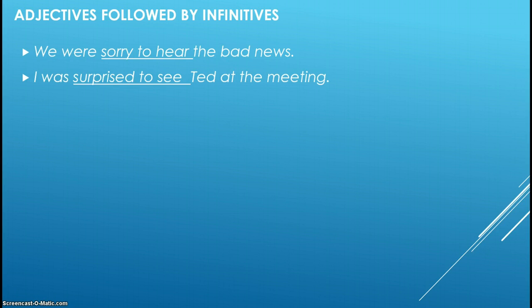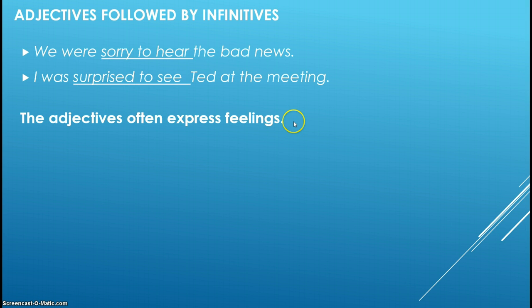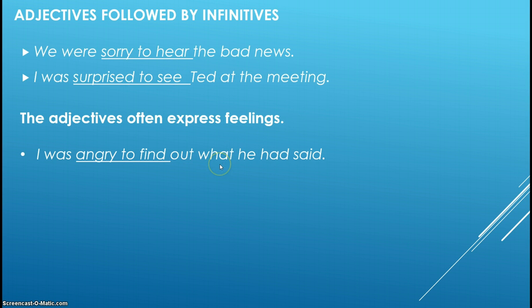Another example. I was surprised to see Ted at the meeting. So again, you have your be verb, your adjective, and then followed by the infinitive. Very common structure that we have. The adjectives often express feelings. Now again, I'm saying often, not always, just often you will see these kinds of adjectives that express sorrow, that's a feeling, surprise, that's also kind of a feeling, a mental state. I was angry to find out what he had said.